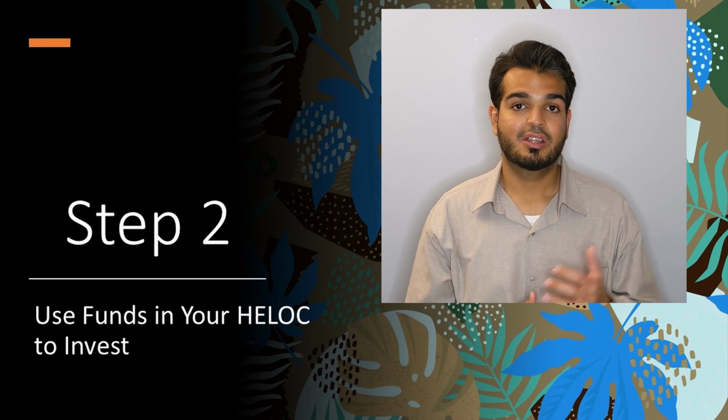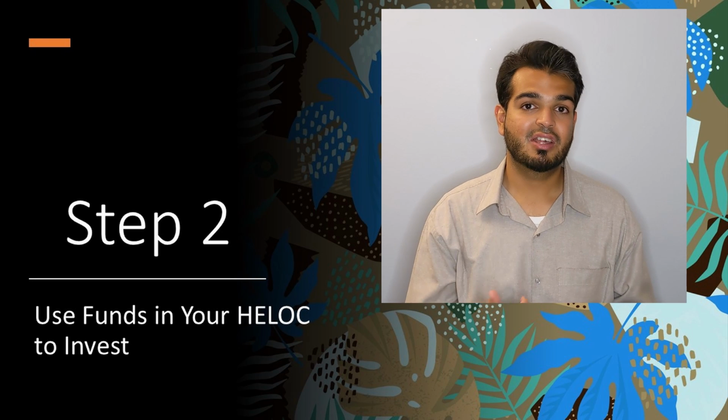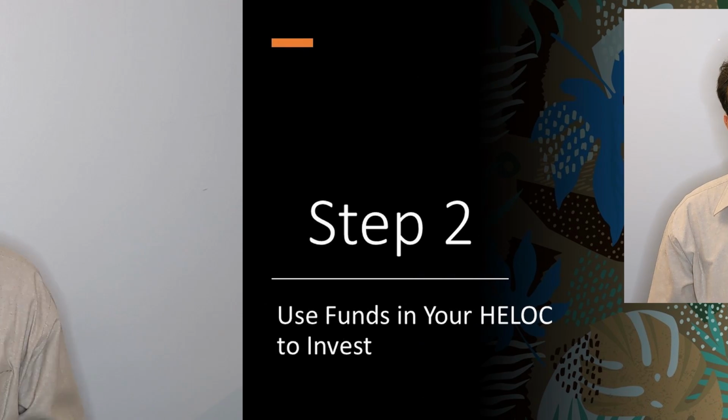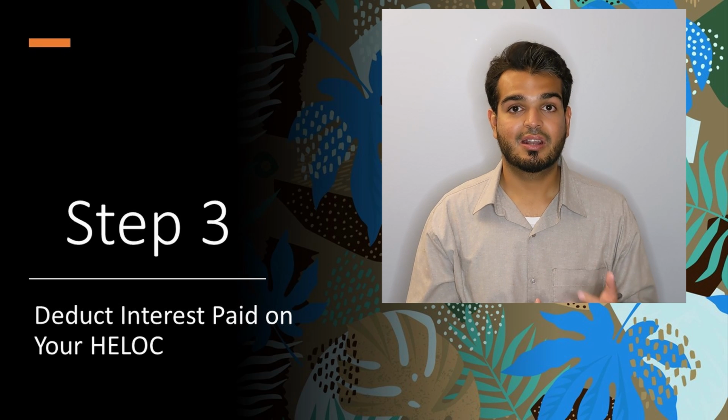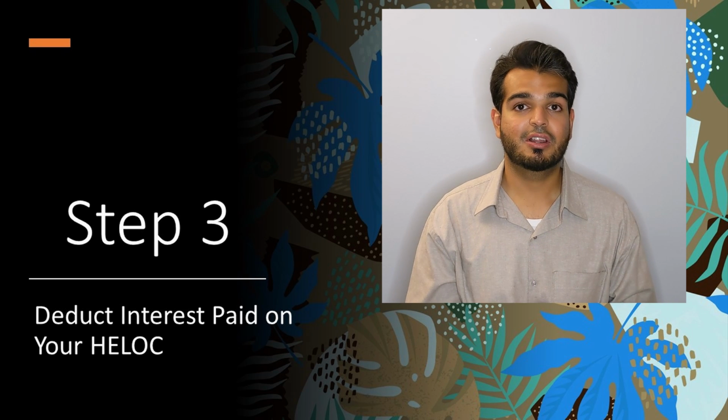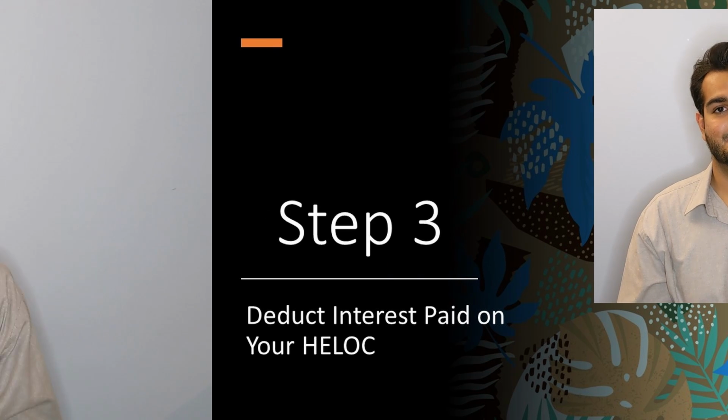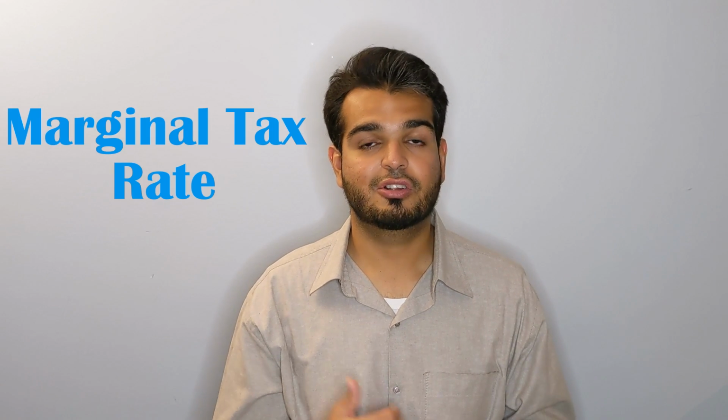Step number 2, use the funds from HELOC to invest in income-producing assets. You can invest in dividend stocks, growth stocks, ETFs, mutual funds, or rental property. Step number 3, deduct the interest paid on your HELOC when filing your taxes. This should result in a tax refund that is based on your marginal tax rate.